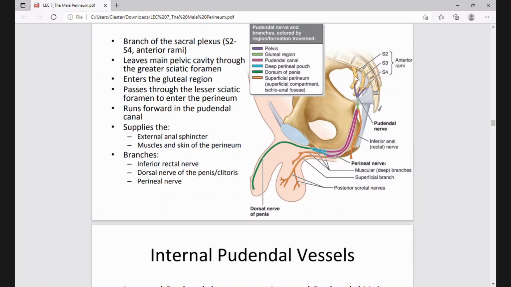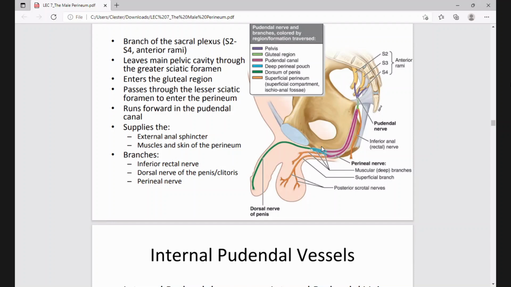Once it leaves the pelvic cavity via the greater sciatic foramen, it will shortly enter the gluteal region, and then it will double back to enter the lesser sciatic foramen. When it does so, it will now be in the perineal region. So when it doubles back like that, it is already in the perineum. When it enters the lesser sciatic foramen, notice that it goes to the side. It will insinuate itself underneath the obturator internus fascia to form this canal or tunnel called the pudendal canal.